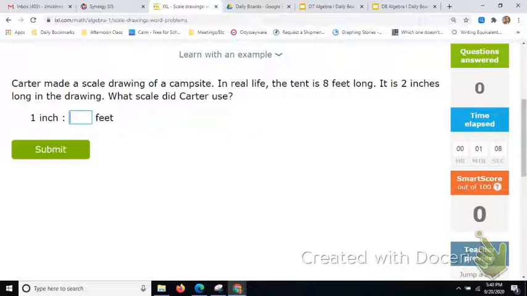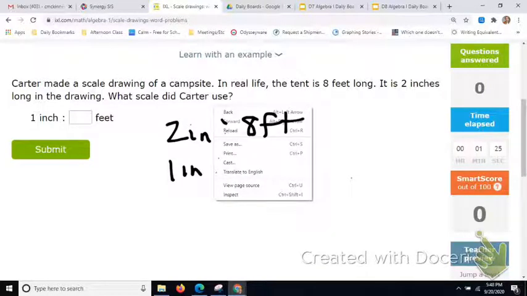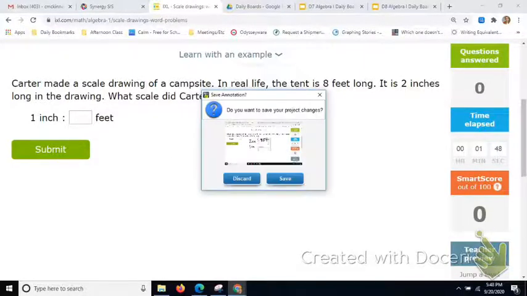So this one says he made a scale drawing of the campsite. In real life, the tent is 8 feet long. It's 2 inches in the drawing. And they've written this like in a proportion or a ratio with a colon. So just think inches, sorry about that, inches to 8 feet. And then this is 1 inch is how many feet? So if 2 inches is 8 feet, 1 inch would be, that's right, 4 feet.